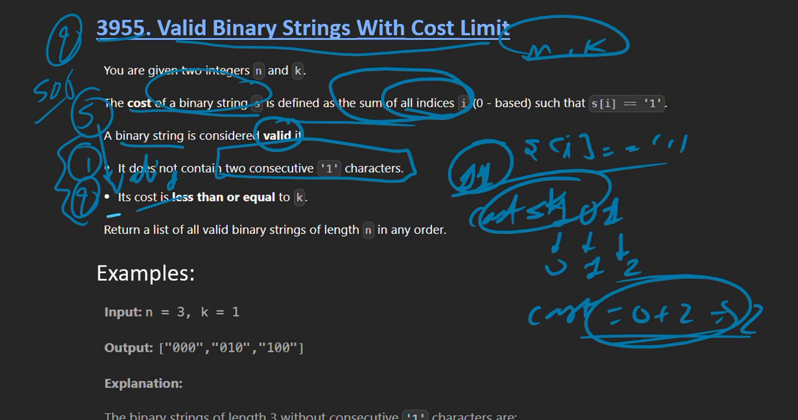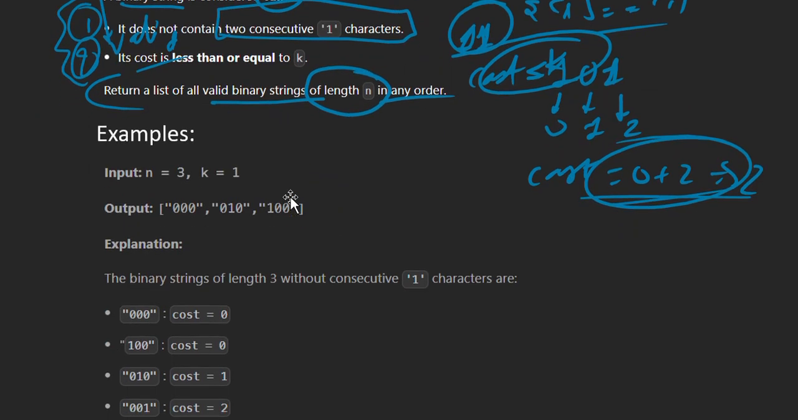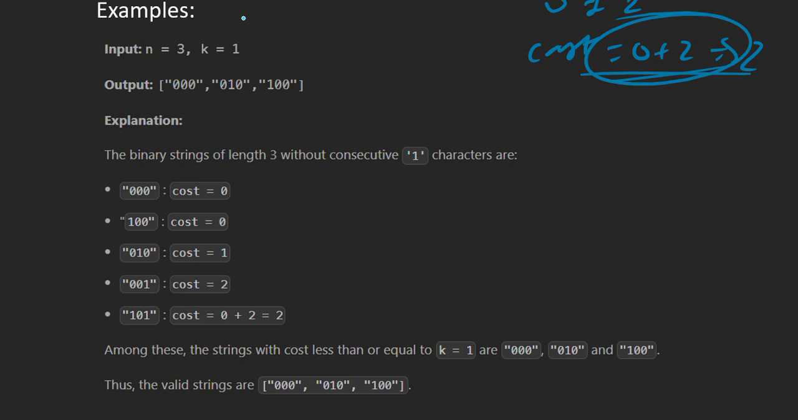Now what we need to do is return all valid binary strings having length n, right? And the order doesn't matter, right? So let's see an example. In the example we are given n equal to 3 and k equal to 1. So basically we want all strings of length 3 whose cost is less than or equal to 1, right?